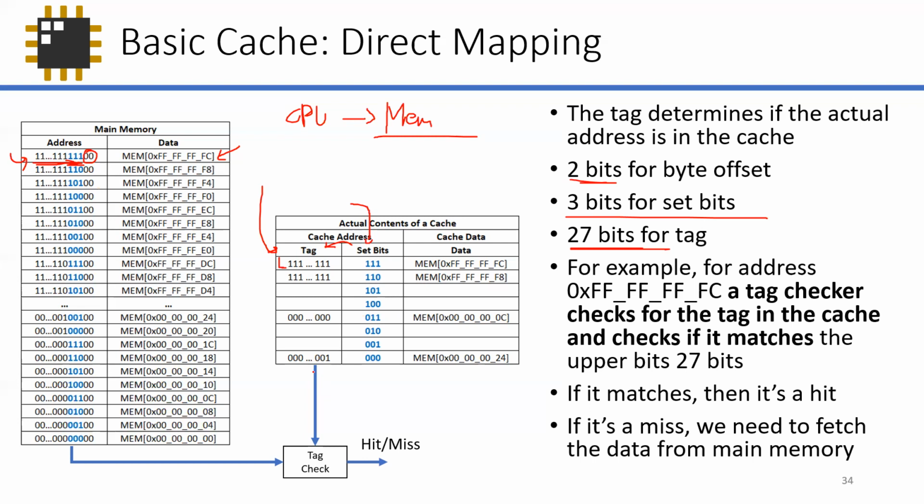If the tag and that address are equal, then I generate a hit. If they are not equal, I'm going to make a miss. Okay, it's that simple. And it's very useful because, for example, let's say I loaded this FFFC in the memory. So it's the tag and then it's the set bits.